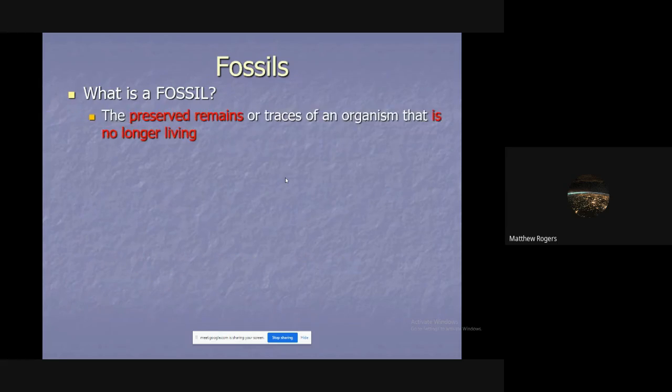What is a fossil? A fossil is a preserved remain or trace of an organism that is no longer living. So if I go out into the woods and I find a footprint in the ground and it's of a bear, say, I'm in the school forest and it's a bear, that's not a fossil because that animal is still living. Also, it's not preserved. And so we have to make sure we're honest with that. Fossils have to be preserved, and they're of organisms that are no longer living.